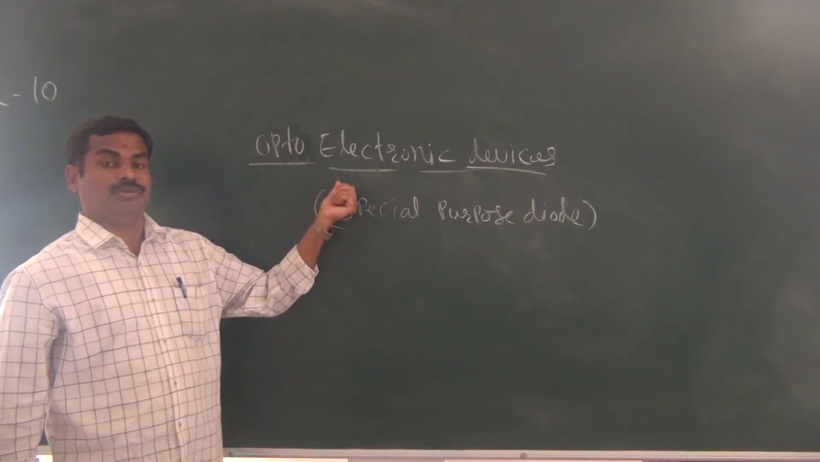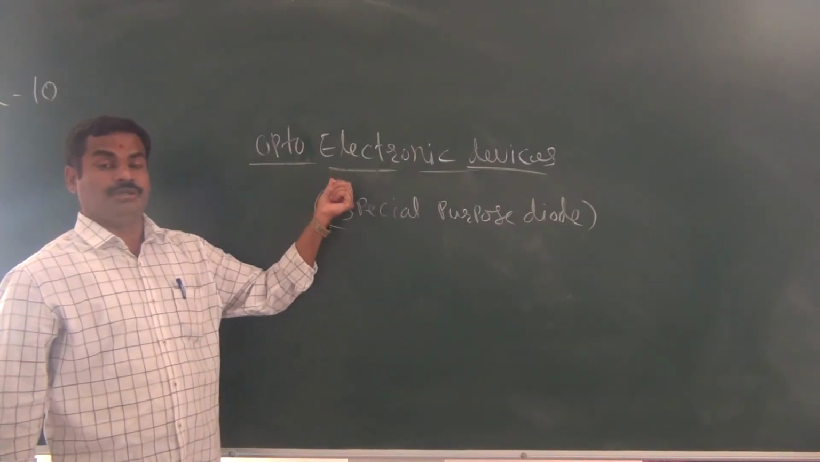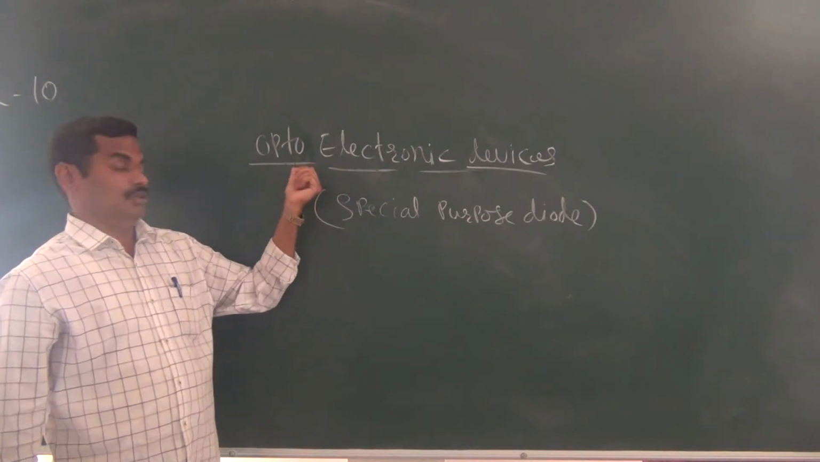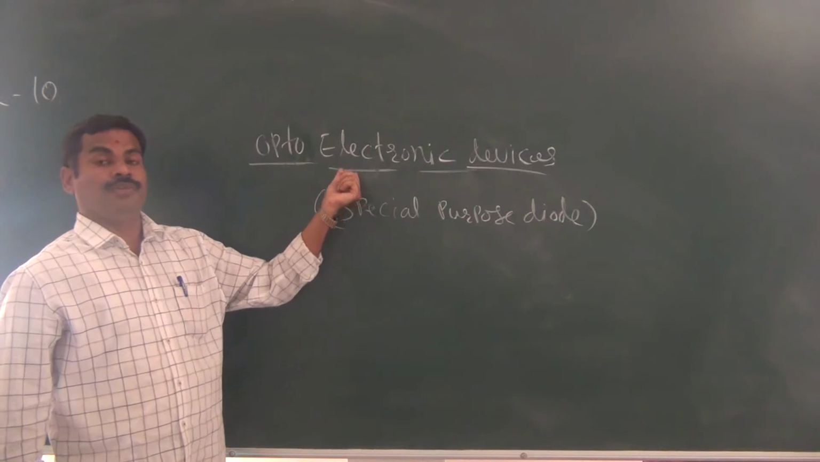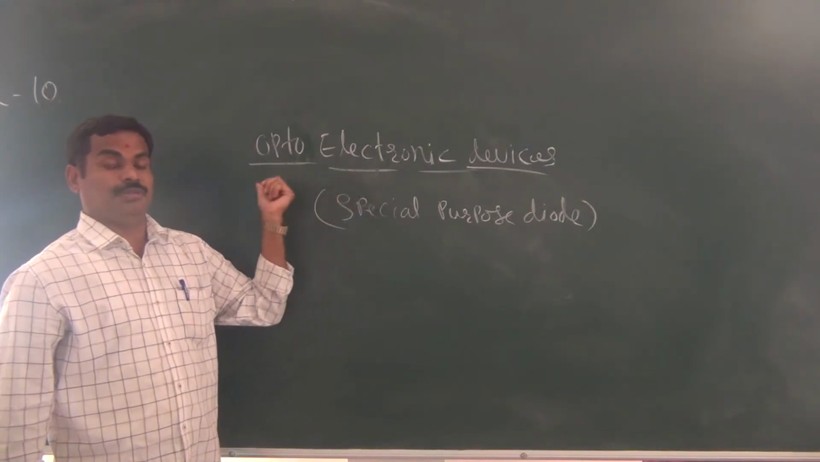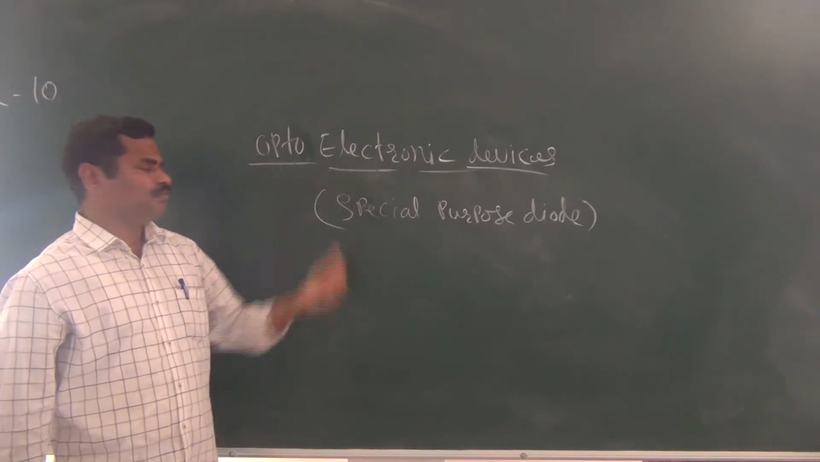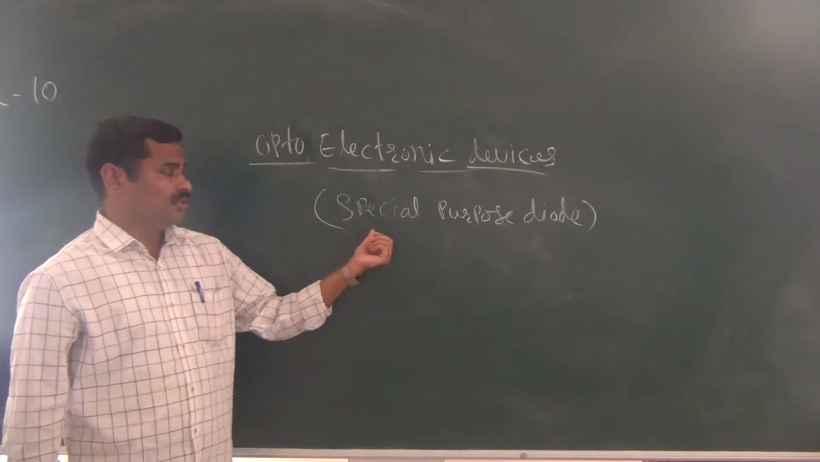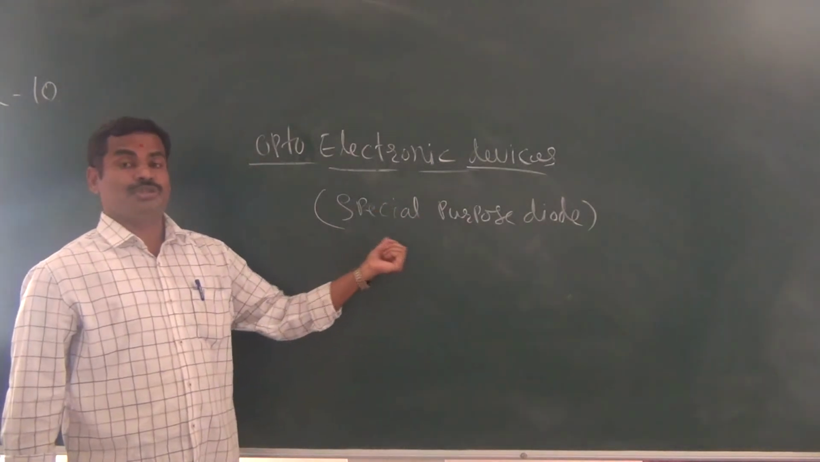It is a branch of physics or a branch of electronics. Here we combine optics and electronics. It means the current conduction, because of the moving of electrons, is because of the light. That's what is called optoelectronic devices. Or it is also called, you are studying the special purpose diodes.